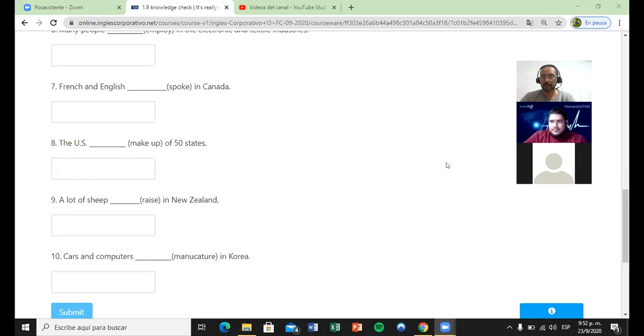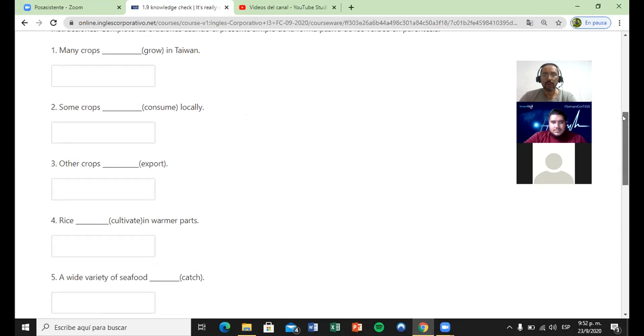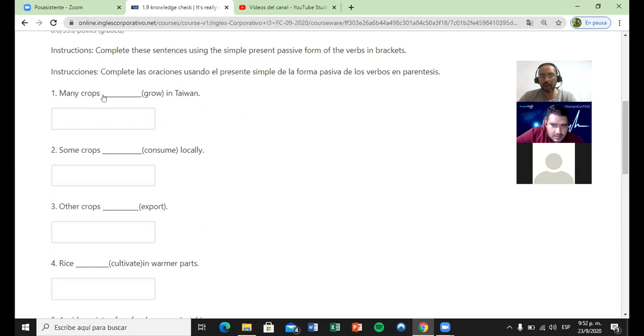Teacher, we don't understand what to do with this exercise. Earlier today, I tried to answer, but I don't understand. Okay. So here we have the sentence, many crops grow in Taiwan. In today's class, we learned that the verb to be is always necessary, and it depends on present or past. Here, this is the infinitive. Crops are plural, so it is "are." The verb is grow. What is the past participle of grow? Grown. Okay, good.